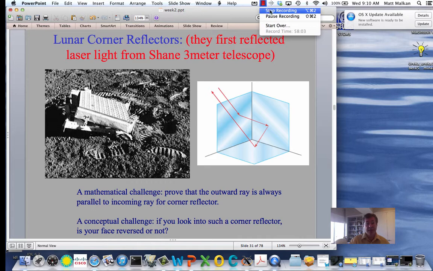That's enough for flat mirrors. I'm done with flat mirrors. Now we're going to go on to curved mirrors, which are frankly more interesting and even more useful.